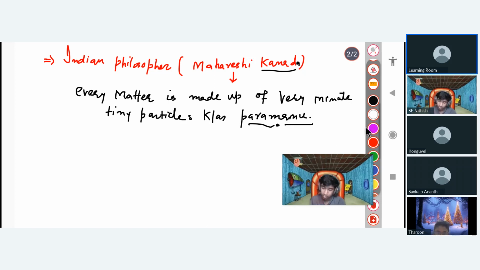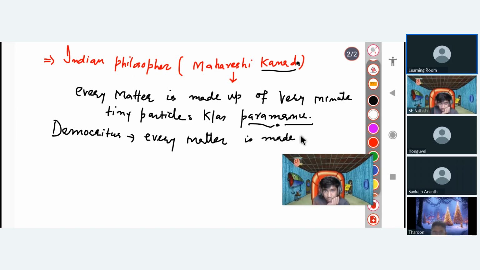Then came another Greek scientist, known as Democritus. So what did Democritus tell? Democritus told that every matter is made up of small tiny particles known as atoms, small indivisible particles. Small indivisible, that means they cannot be further divided, right?